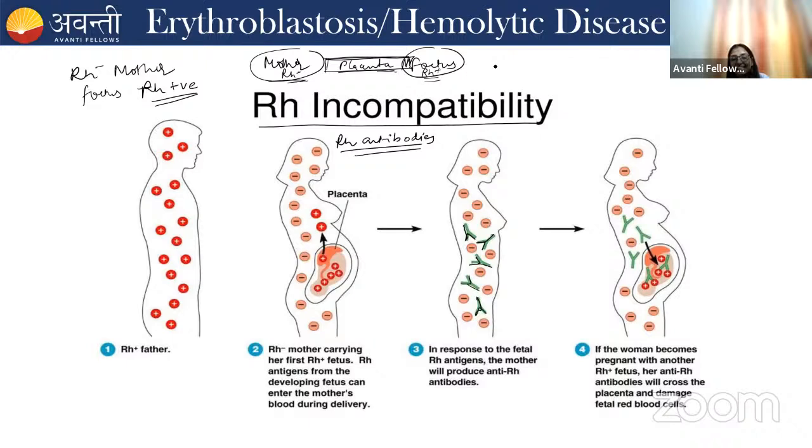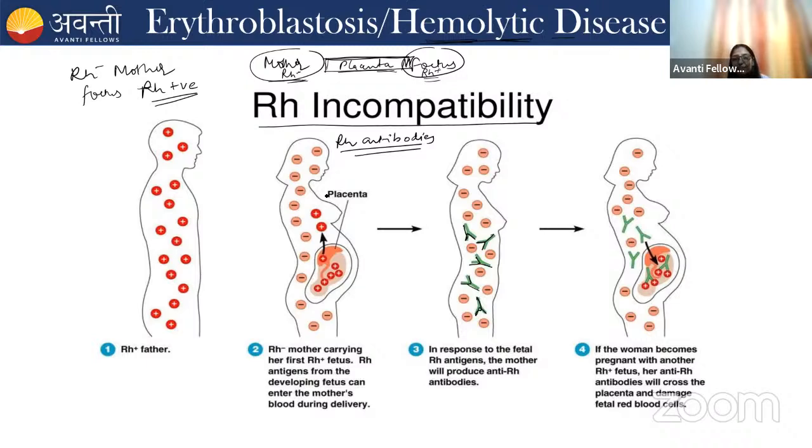So during the second pregnancy, if the fetus is again Rh positive, then the mother already has the Rh antibodies, and these Rh antibodies will enter into the fetus and they will destroy the RBC of the fetus and lead to hemolytic disease. Hemo means RBC and lytic is lysis. So they will break down the RBC of the fetus, and this leads to erythroblastosis fetalis.